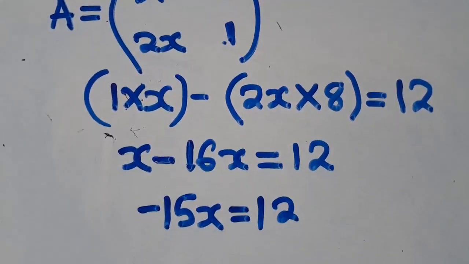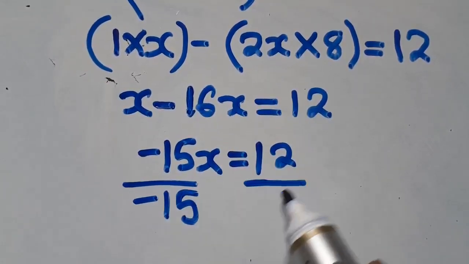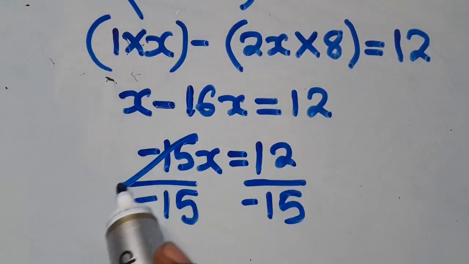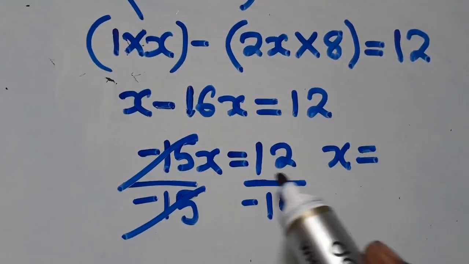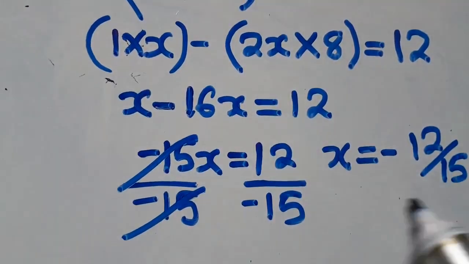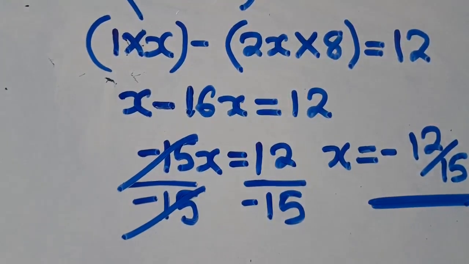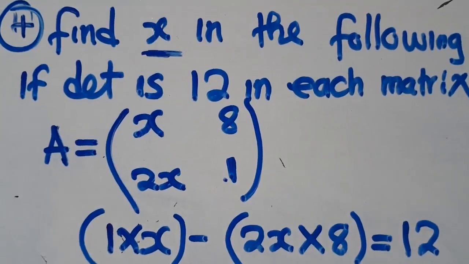From there, what's the next thing? You divide both sides by -15. That cancelled. x is equal to negative, just goes on top, -12 over 15. That's the value of x. You've answered just like that. So this is what you are supposed to do. These are the procedures that you need to put into consideration. We now move to the other question.